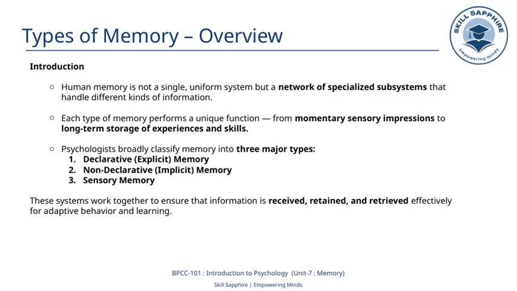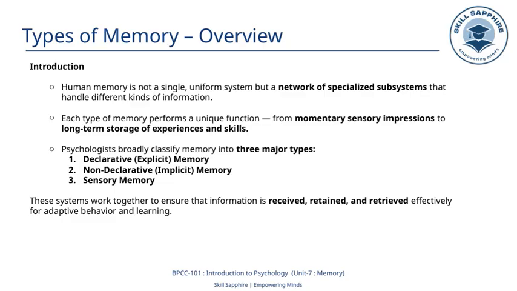Let's take a closer look at the types of memory and get an overview of how they work together. Human memory isn't just one single system. Instead, it's made up of a network of specialized subsystems, each designed to handle different kinds of information. This means that different types of memory serve different functions, from fleeting sensory impressions to the long-term storage of our experiences and skills.